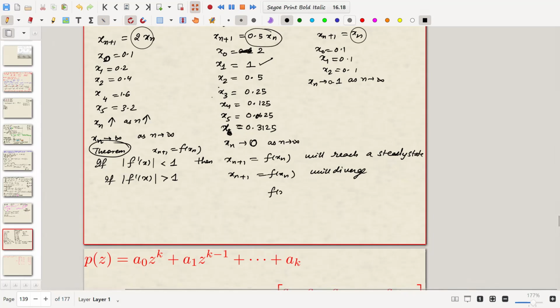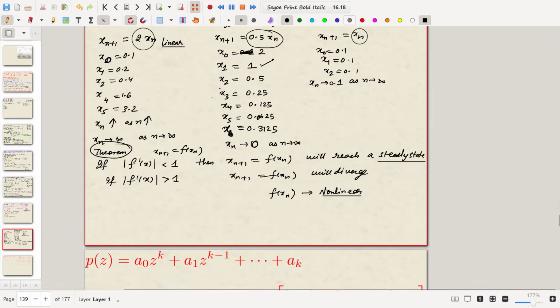So here, f of xn, actually this is the linear case. I told you about all linear cases. Even if f of x is non-linear, this theorem will work, and it converges to a steady state. That is nothing but a fixed point of this mapping.